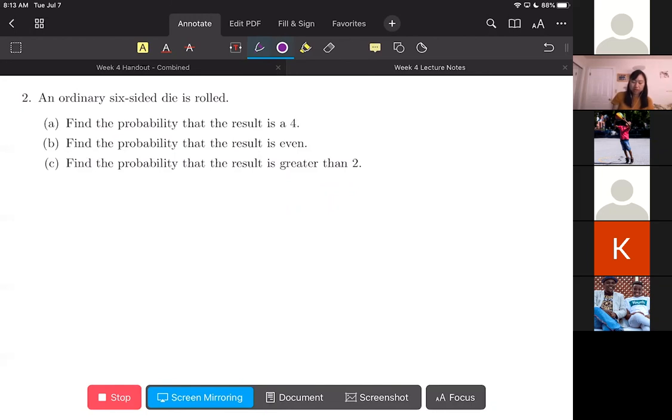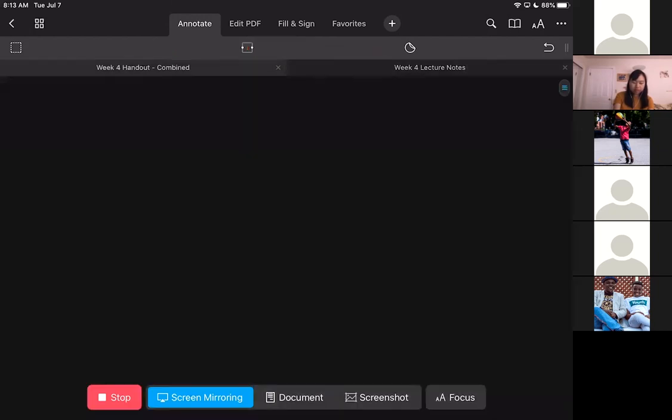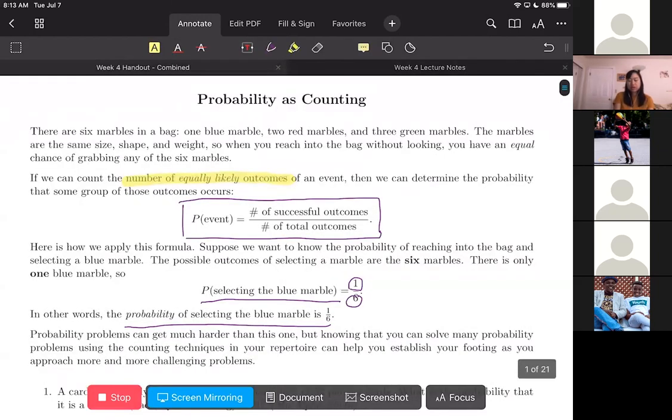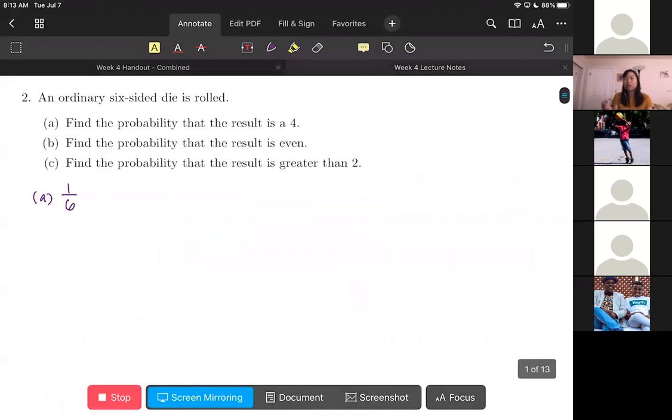Find the probability that the result is 4. Any volunteers for this one? 1/6. Yep, so this is just 1/6. Again, if we use the formula, it's number of successful outcomes over number of total outcomes. So there's 6 total outcomes, and only one of those is a 4.